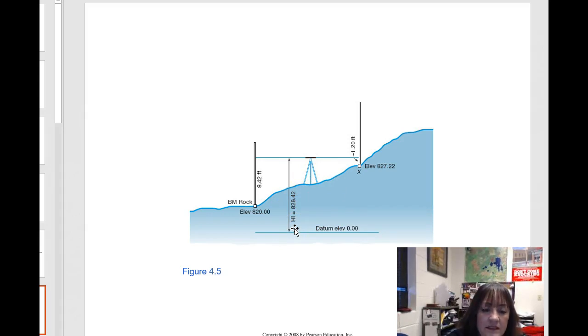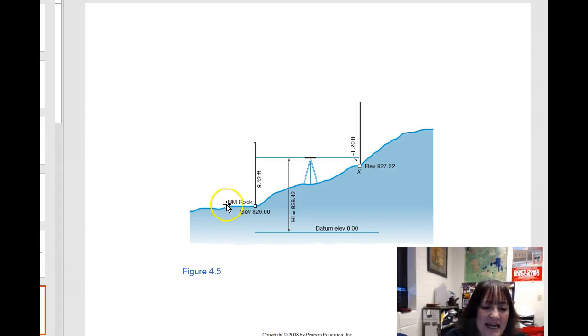Very often, this is not terribly important. If you're looking for the difference in elevation from here to here, then you really don't need to know the height of the instrument. As long as you just can take a reading here and here, you can take the difference between them to get the difference in elevation. That's why it's called differential leveling.